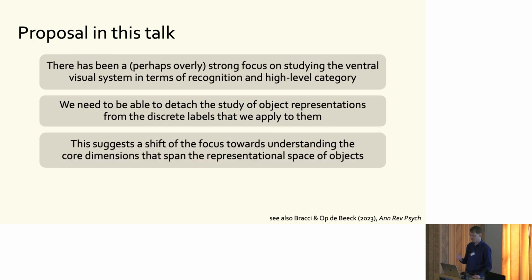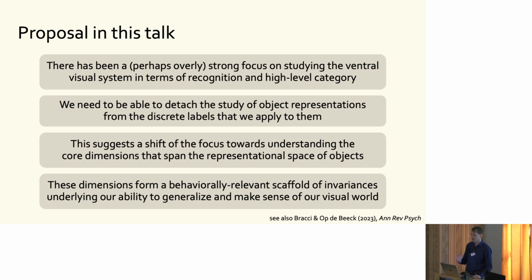So this is suggesting a shift of the focus, not from trying to understand what recognition or categorization is, but towards really understanding what the core dimensions are that span this representational space of objects, which is then underlying our ability to recognize and to categorize, but is also underlying a much larger set of different ways in which we can make sense of our visual world. So these dimensions would then be forming a behaviorally relevant scaffold of invariances that underlie our ability to generalize and to make sense of the visual world.